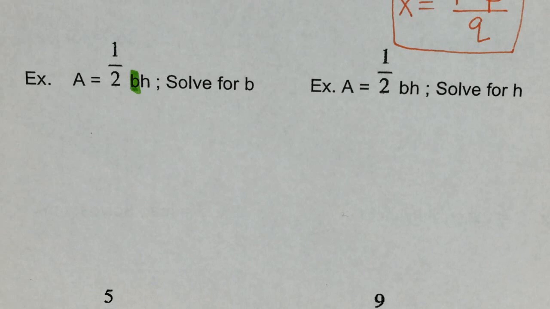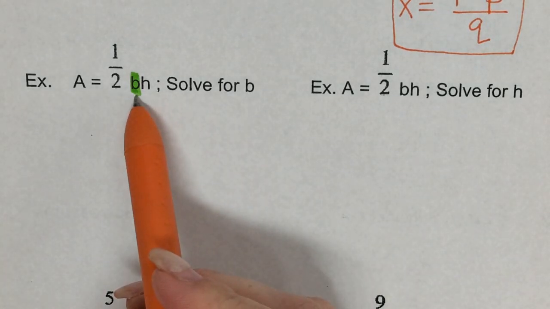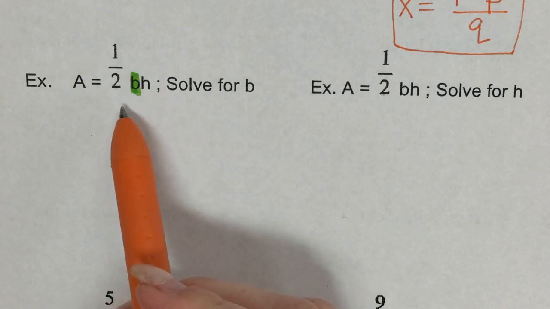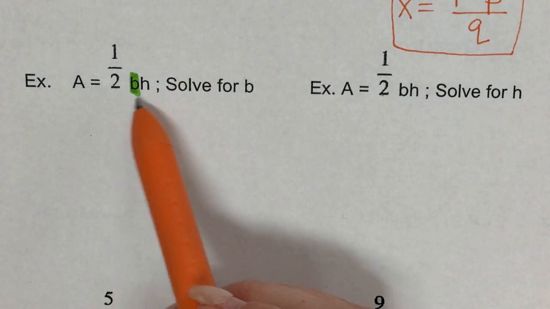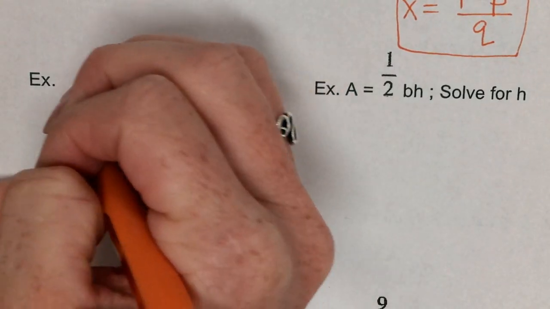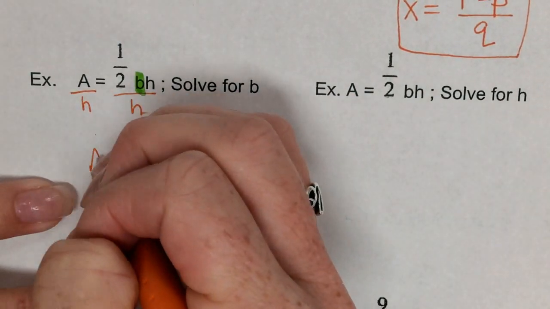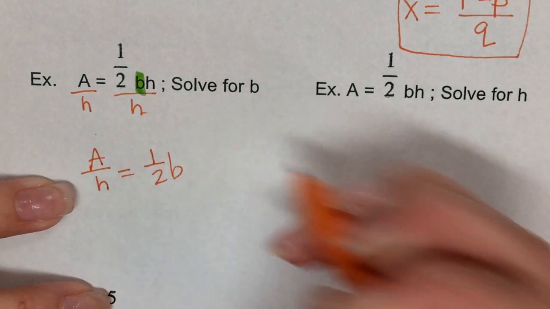Are y'all ready? All right, the B is on the right side. What is with the B? An H and a half. So we're going to deal with the H first. Okay? How can I get rid of a multiply by H? Divide by H. So I have area divided by H equals 1/2 times B.